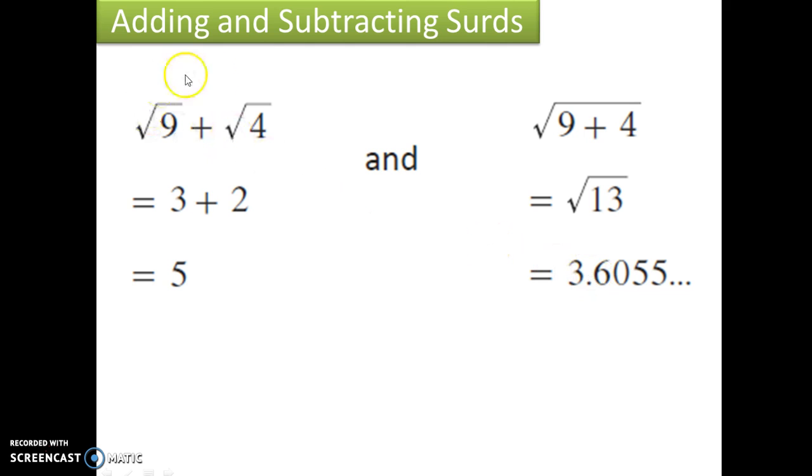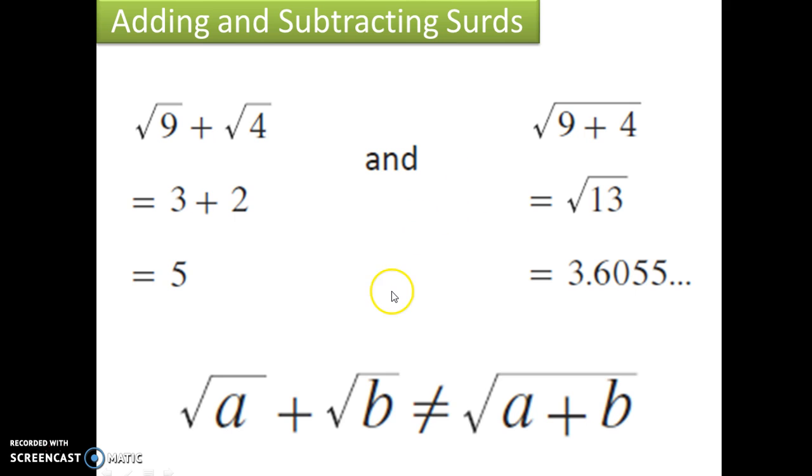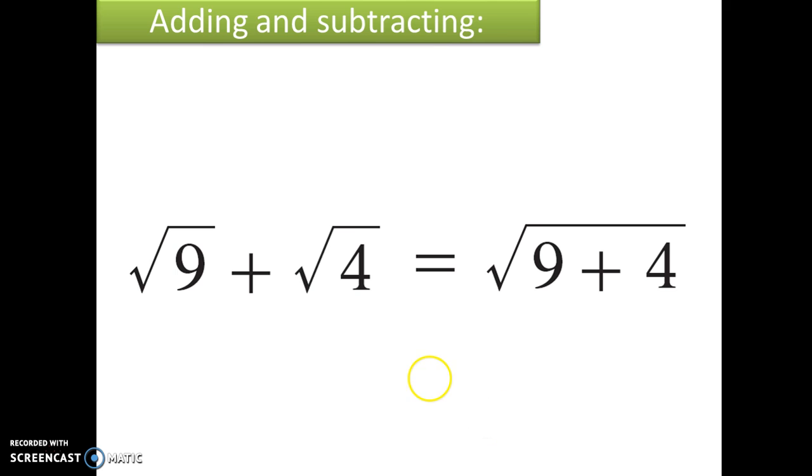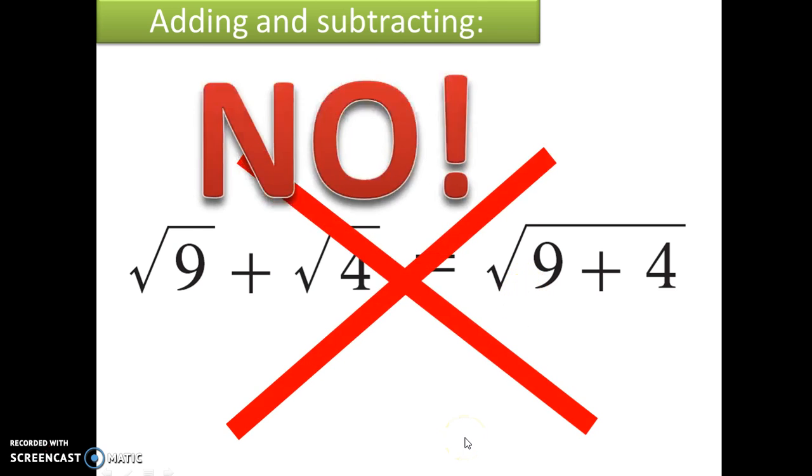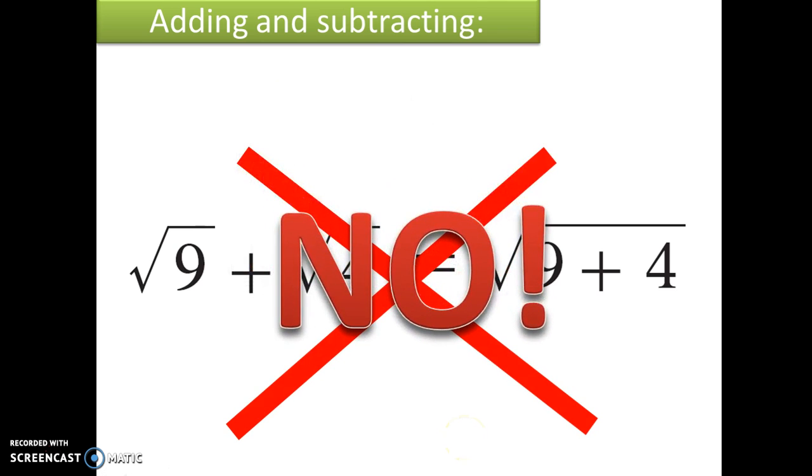So clearly, the result of this is not the same as the result of this. What that tells us is that this cannot be combined like this. So be careful when adding and subtracting surds. You cannot just take two and make it into one like that. That only works for multiplying and dividing. So with that in mind, just remember, this is not a true statement. You cannot combine those. Let's just emphasize that idea so that you don't make that mistake in the future.